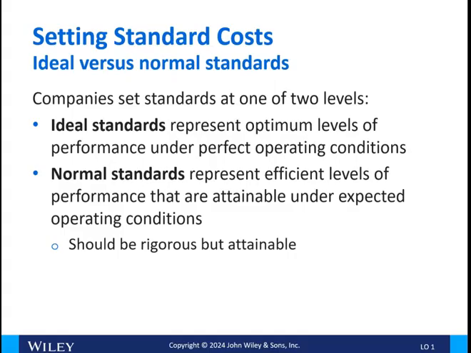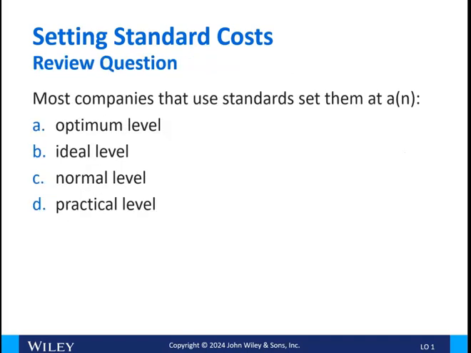But it wouldn't make sense to set it at 95 just because that's the way the manufacturer says it should be able to run. You'll never meet that, and then the standards would be useless, and people wouldn't bother trying to improve because there's no way they're going to meet the standard. So that's the difference between ideal standards and normal standards. Again, most companies are using normal standards, which brings us to the review question.